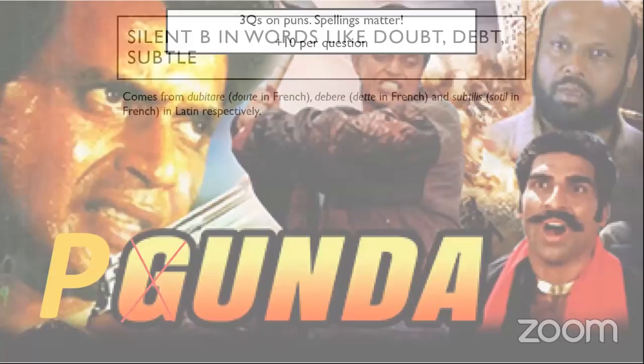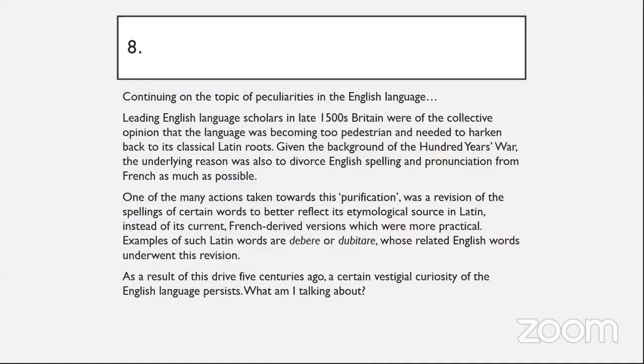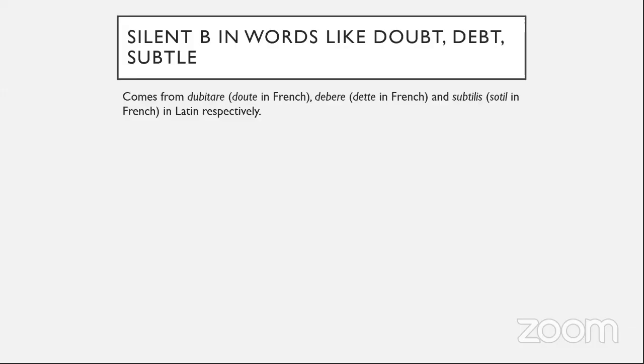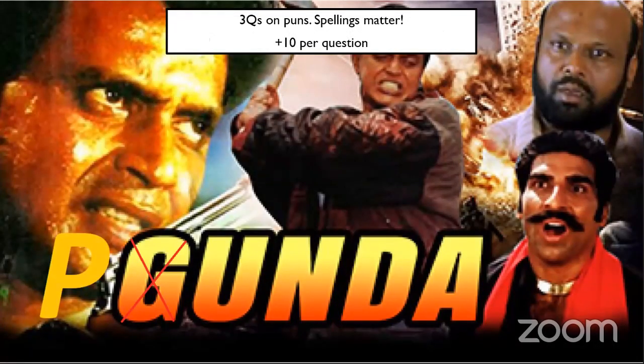Okay, right. So that was the end of the first round of tries. Another written round. It's called Panda. So 3 questions on puns, and obviously spellings matter. Plus 10 per question. So you can send me the answer together at the end. Right. So the first written question.